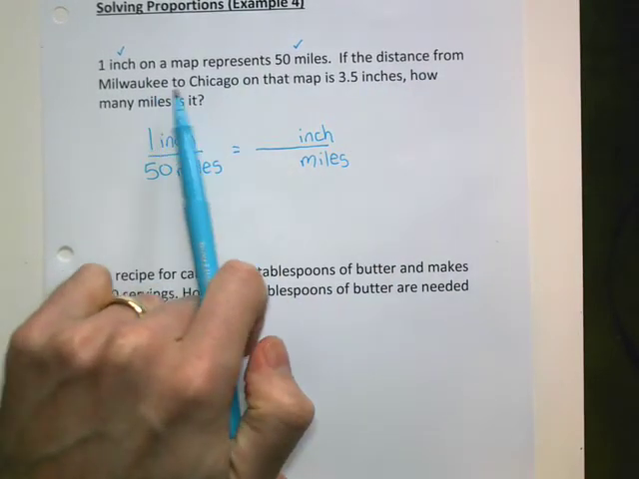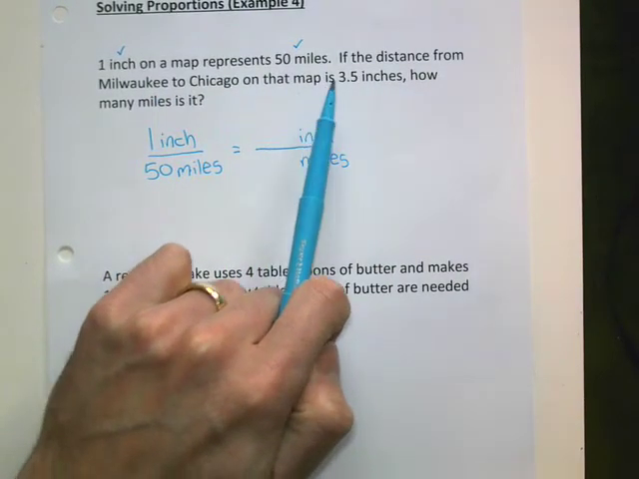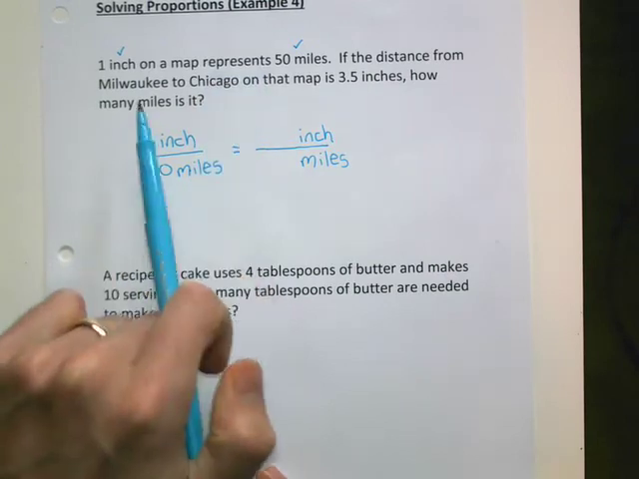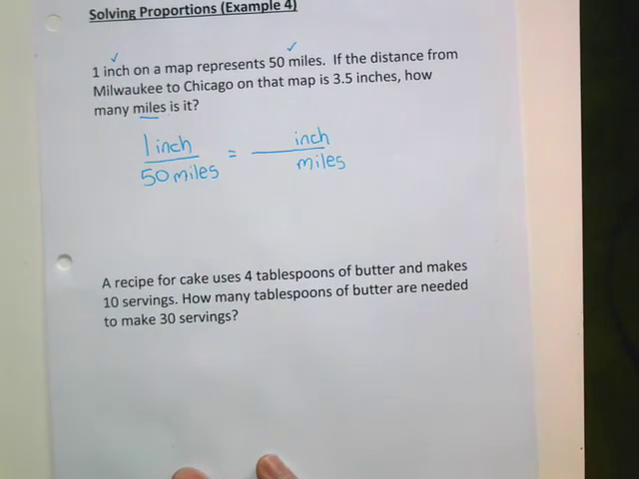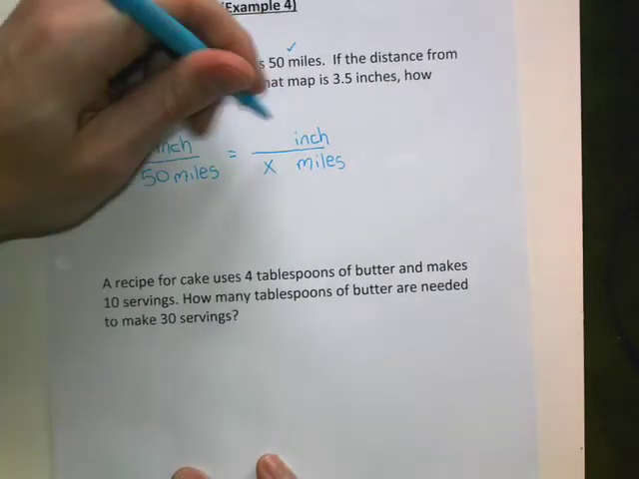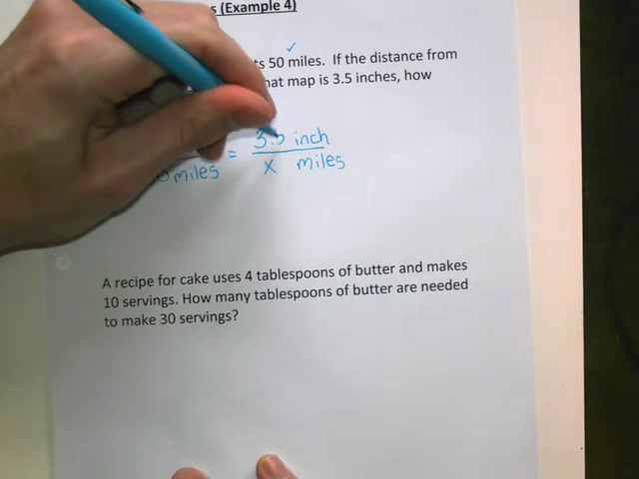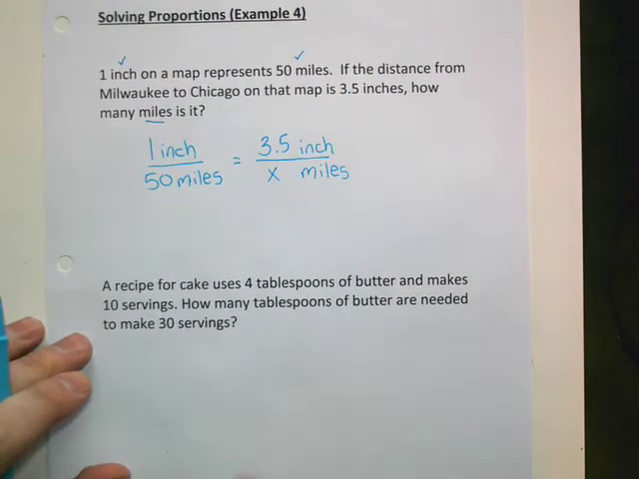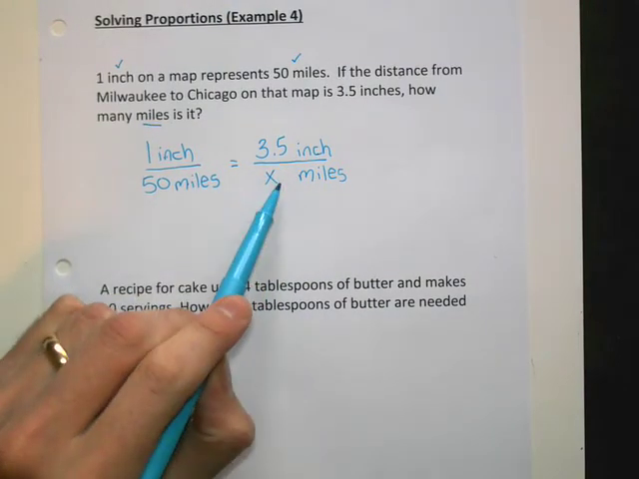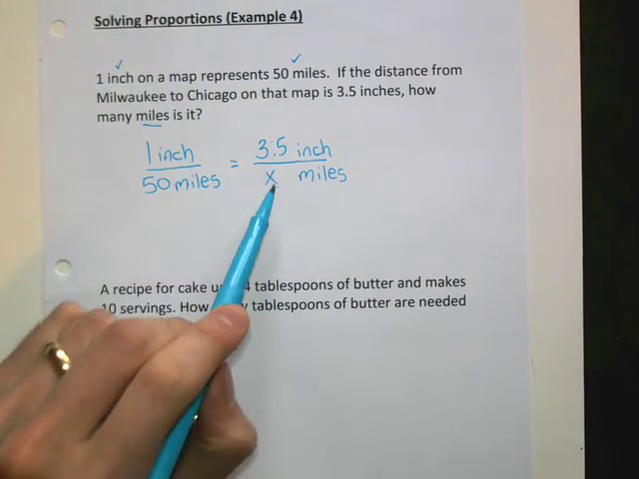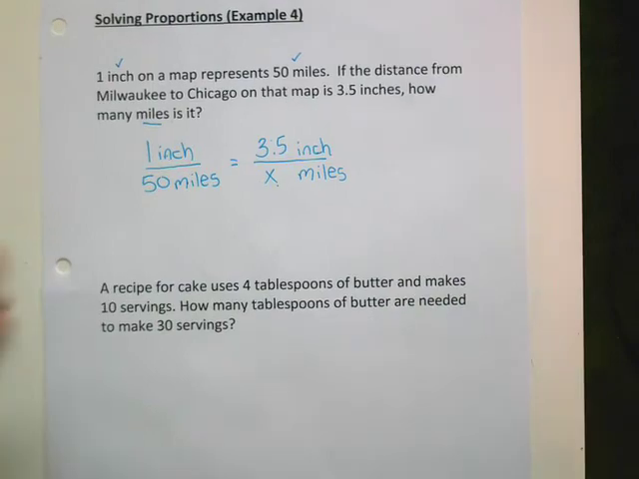If the distance from Milwaukee to Chicago on that map is 3.5 inches, how many miles is it? So that tells us right now what we're looking for. How many miles? We don't know how many miles. That's what we're solving for. But we do know that it's 3.5 inches. Okay? Again, big key, make sure your units are the same. If you were to put 3.5 down here, you're going to get the wrong answer. You got to make sure your units are right.